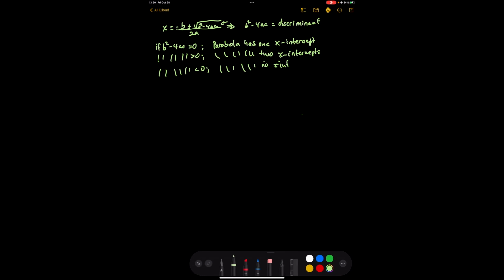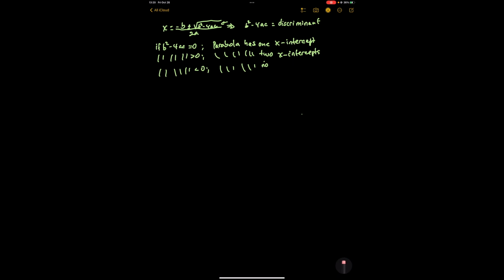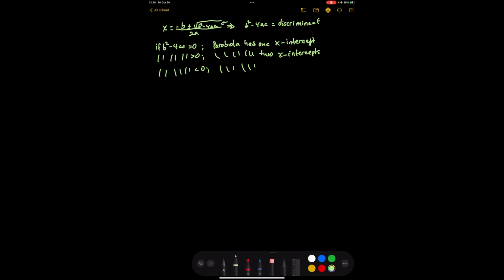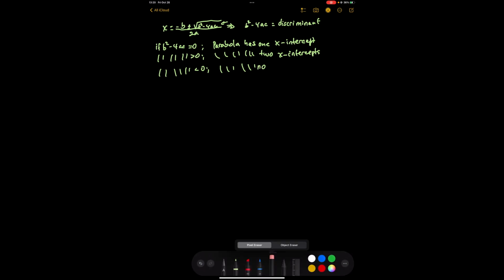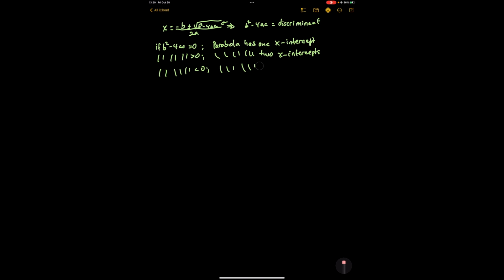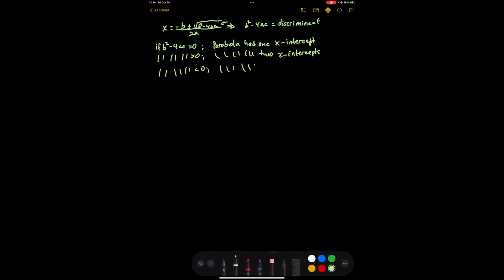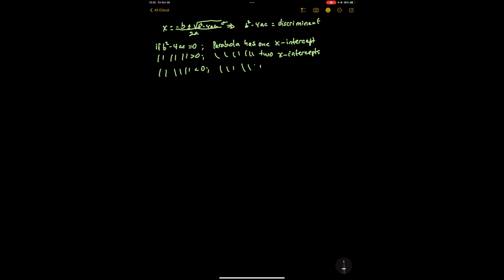Okay, so there are three things when it comes to the discriminant. I should say 0, not O. It has no, or 0, x-intercepts.